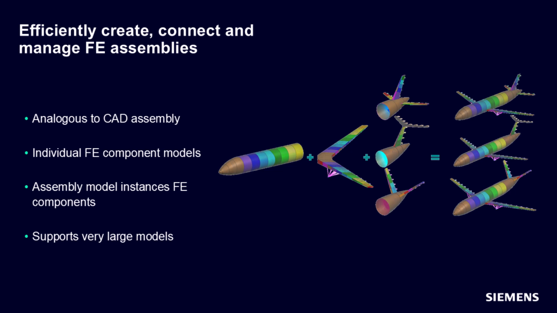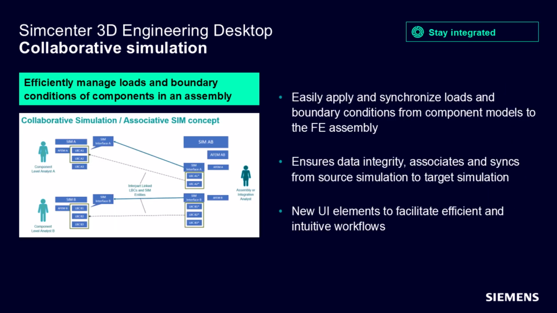Many of you are probably already familiar with the assembly FEM capability in Simcenter 3D that lets you efficiently create and manage large FE assembly models by instancing in the various FE component models that will make up the assembly. This works similar to how CAD models are assembled and lets various component teams make updates that are immediately reflected into the full assembly. In this latest release, this assembly framework has been extended to the SIM files that define the loads and boundary conditions for each of these components.